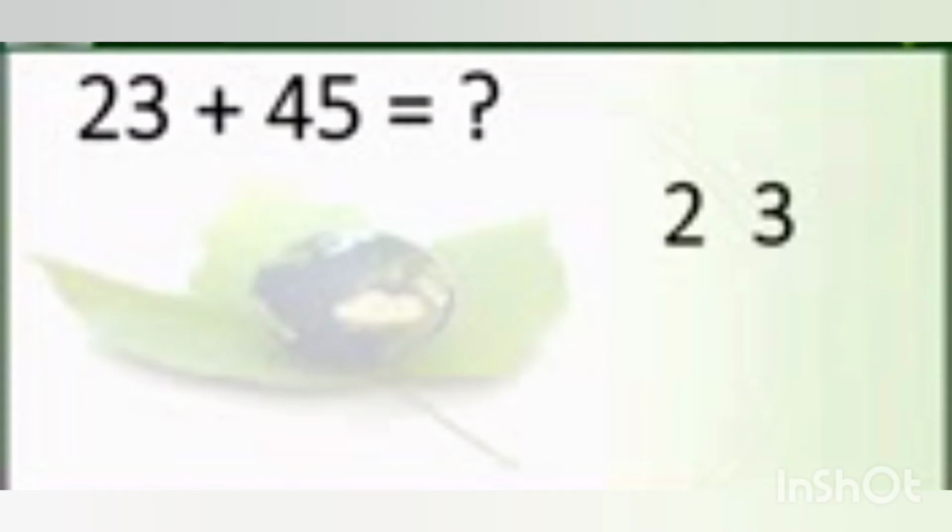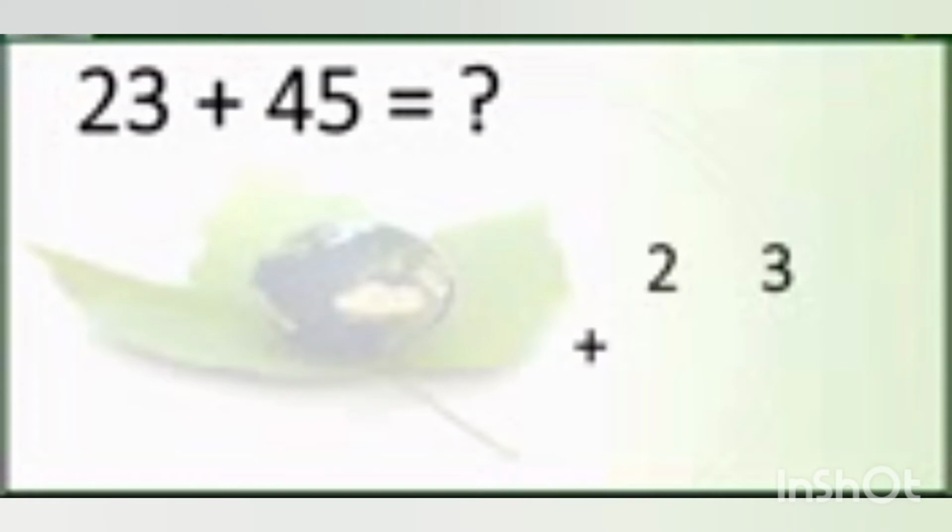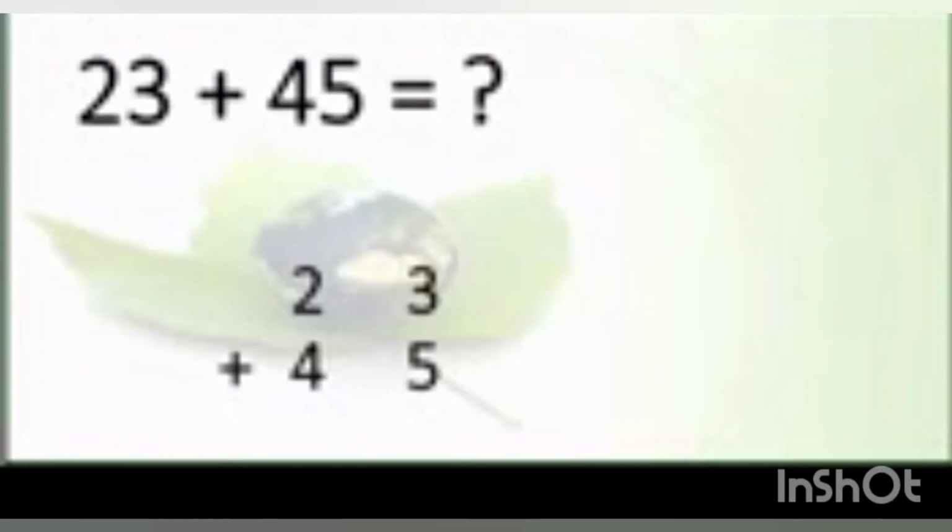Here I have written 23. Then what will we write? We will write 45 just below the number 23. But just wait. Before writing 45, what do we have to do? We have to put the symbol of addition, that is plus, and it is a very important sign. After writing the plus sign, we will write 45 just below the number 23.